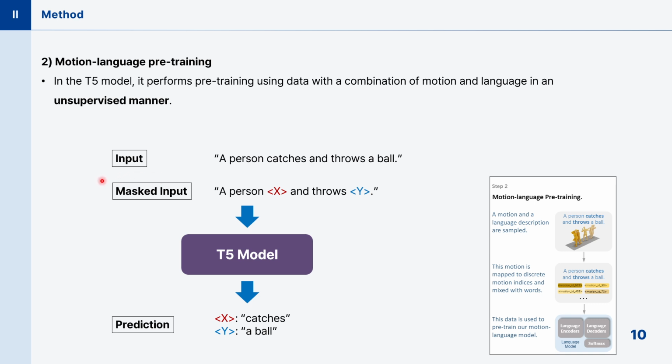The second stage is motion language pre-training stage. In the T5 language model, it performs pre-training using a data with a combination of motion and language in an unsupervised manner. As you can see in this figure, tokens of source input sequence are randomly masked, and the model predicts these masked tokens.